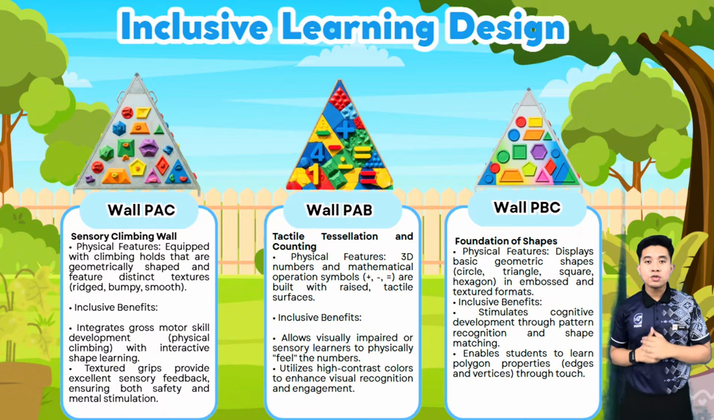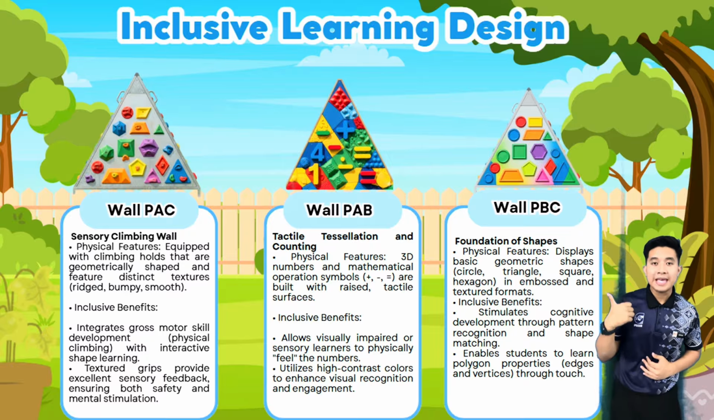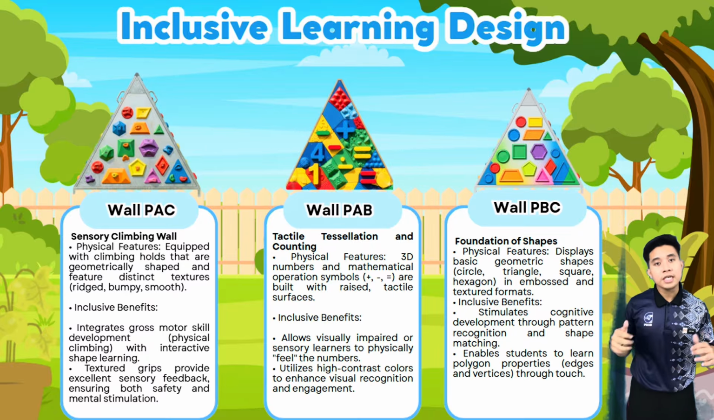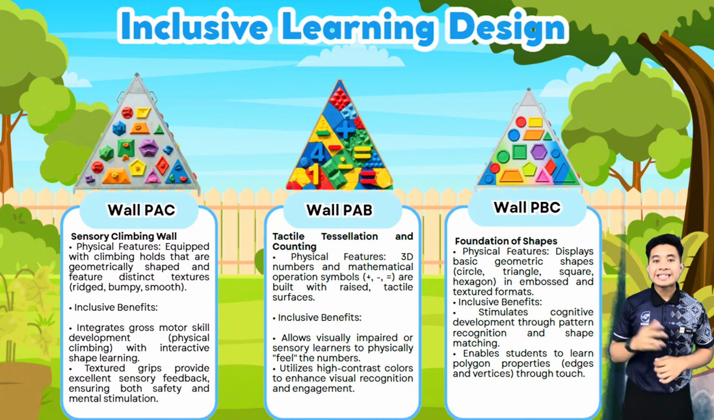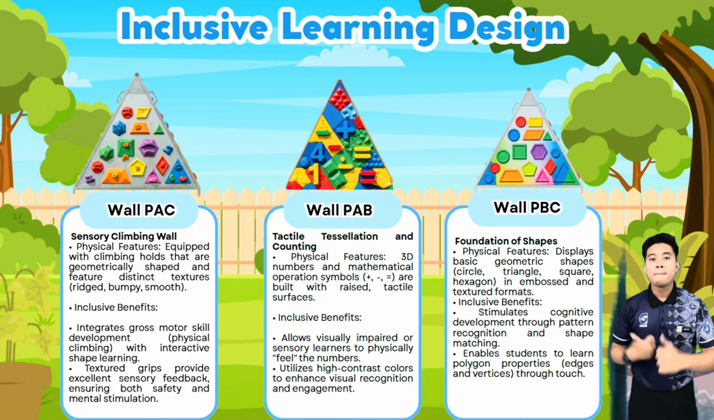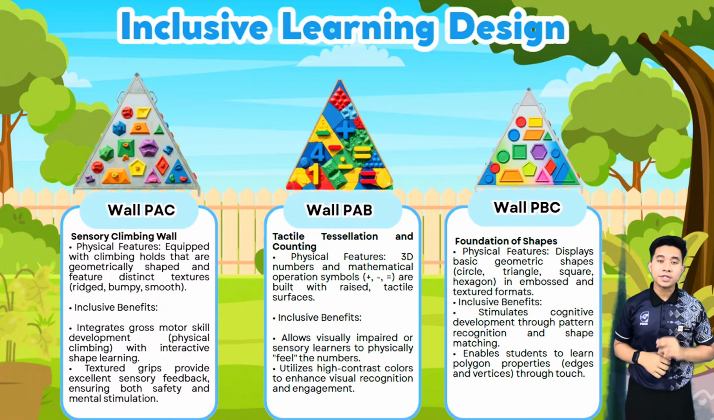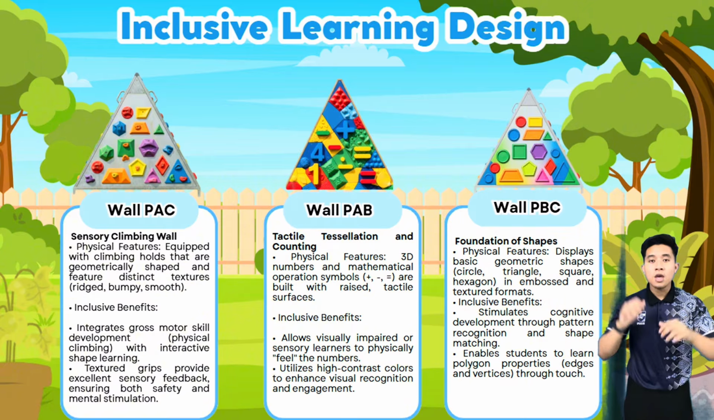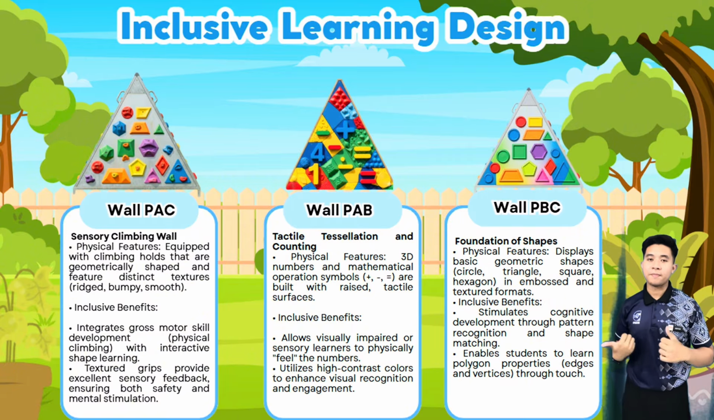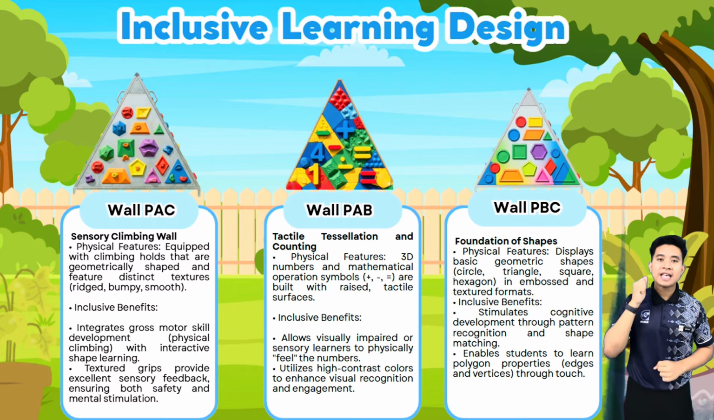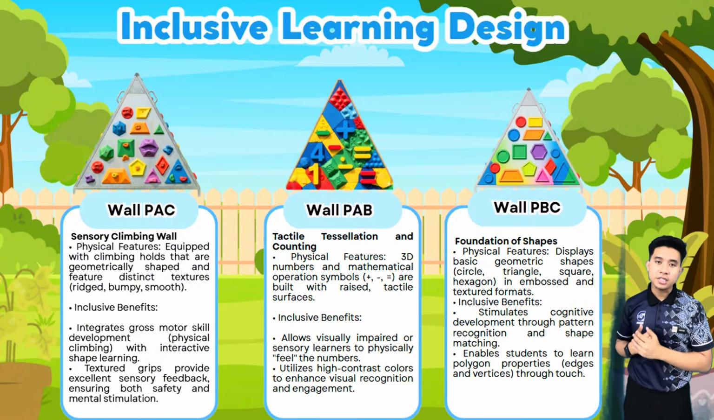Now, let's look closer at the inclusive design of these three walls. First, wall PAC is our sensory climbing wall. It is equipped with climbing holes in geometric shapes, featuring distinct textures like rigid, bumpy, and smooth surfaces. This integrates gross motor skill development through climbing with interactive shape learning. Furthermore, these texture grips provide excellent sensory feedback, ensuring both physical safety and mental stimulation.